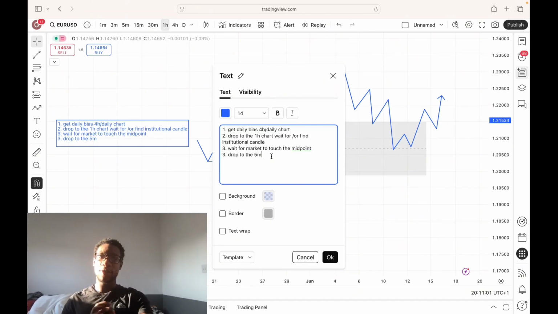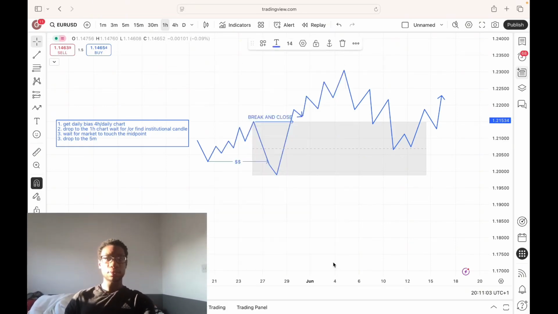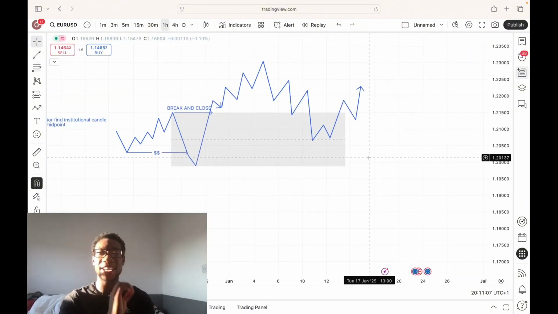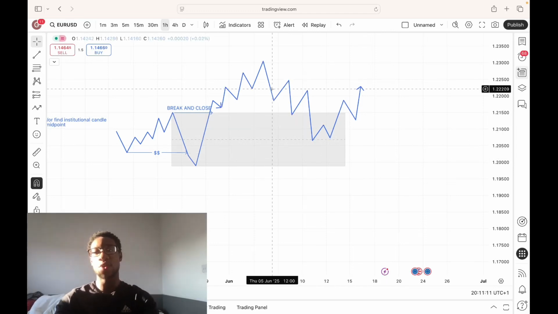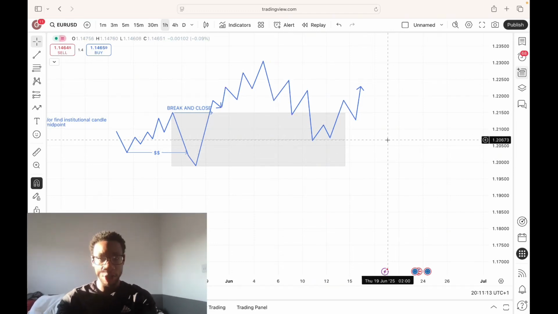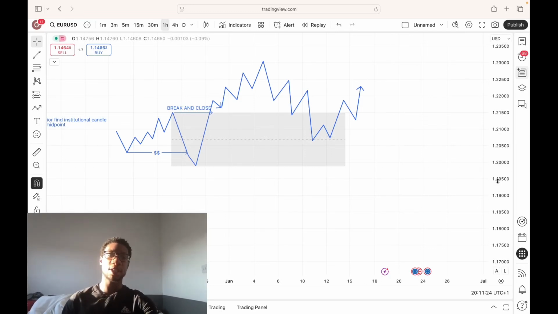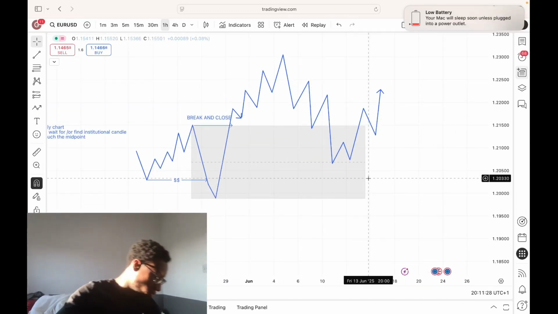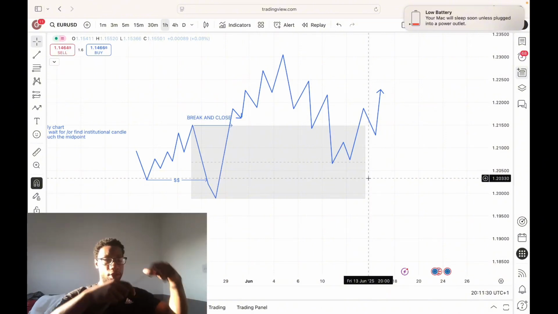Now we drop to the 5-minute chart. What we're going to do when we get there, we're going to do the exact same thing. Literally the exact same thing. We're going to wait for another institutional candle, but just on a lower time frame, to confirm our higher time frame institutional candle, and confirm that we can trade from it and move away from it, get a nice little A+ setup.